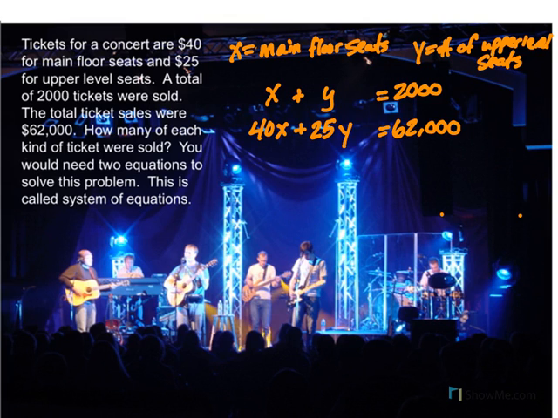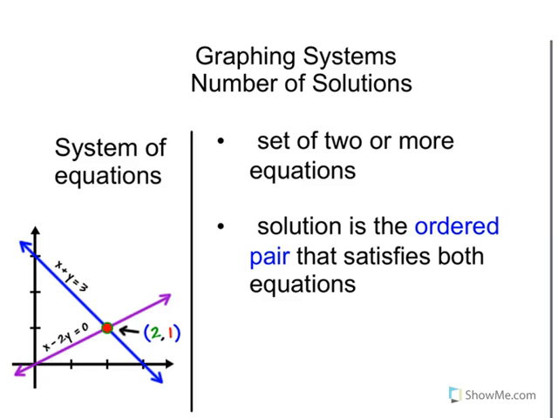So now that we have the two equations, we could solve them using a system of equations. You could graph them, we could use a method known as substitution, or we could use a method known as elimination in order to get the solution here. When we're graphing systems of equations, again, this is when we have two or more equations, the solution to any system of equations problem is going to be an ordered pair that satisfies both equations. So it's going to be a point that is on both lines.